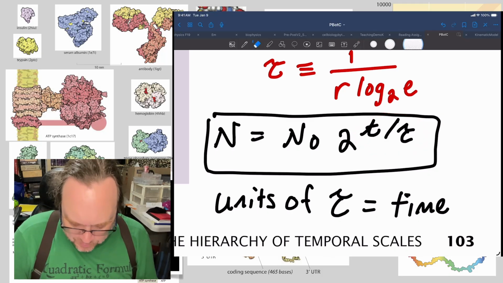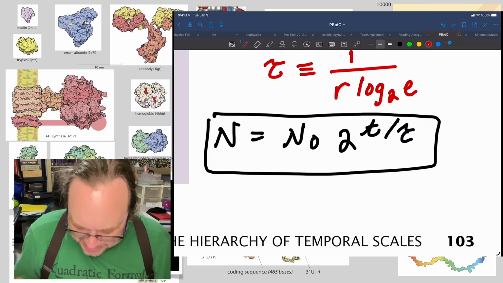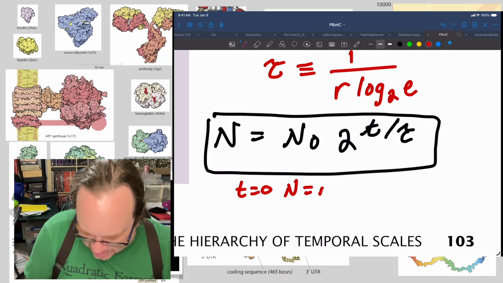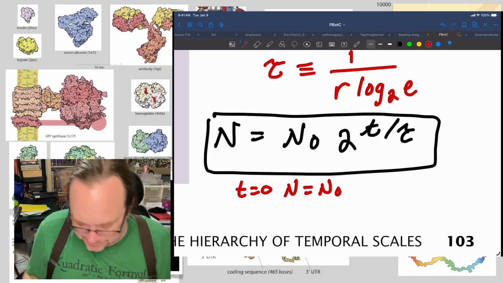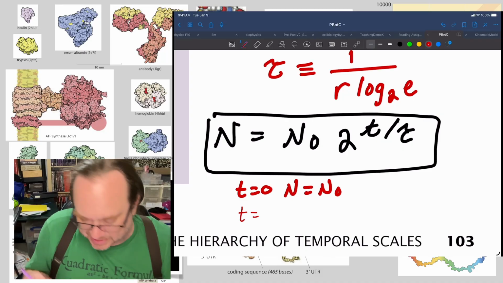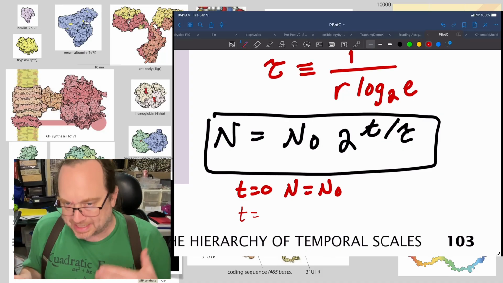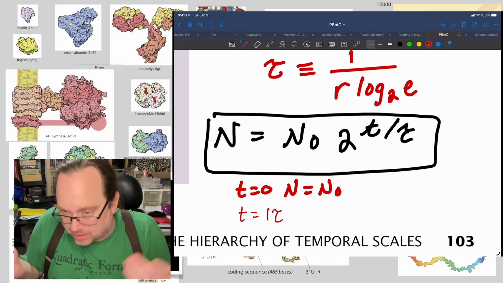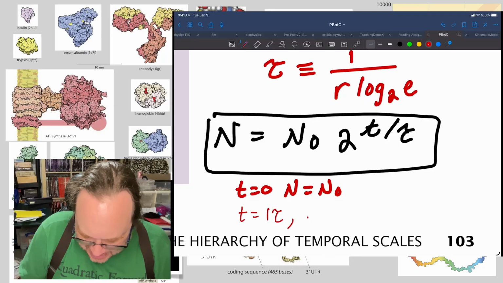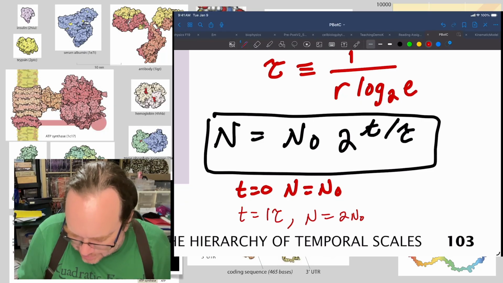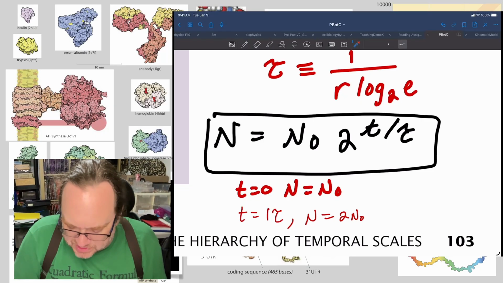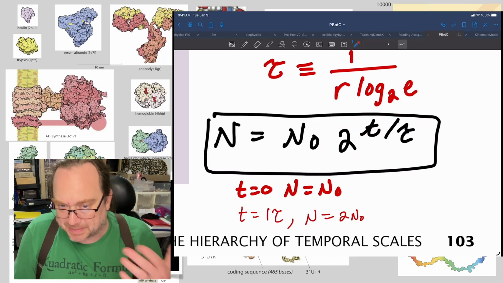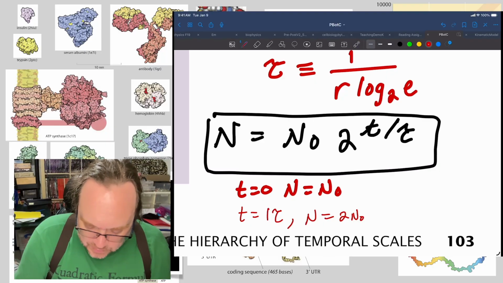Now, what do I mean by that? Well, let's imagine I was looking at time equals 0. If I do that, I just have n equals n naught. That's my original population. Not a shocker. Instead of saying time is 1 second, I'm going to say time is 1 tau. Whatever tau is, it's a number I know. It's some number of seconds, hours, or minutes or whatever. And if time is 1 tau, then n is now 2 n naught. So when time is 1 tau, this just becomes 1, and I get a factor of 2. So what's my doubling time? 1 tau.